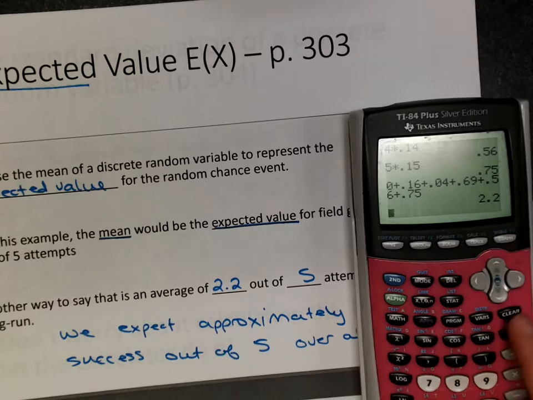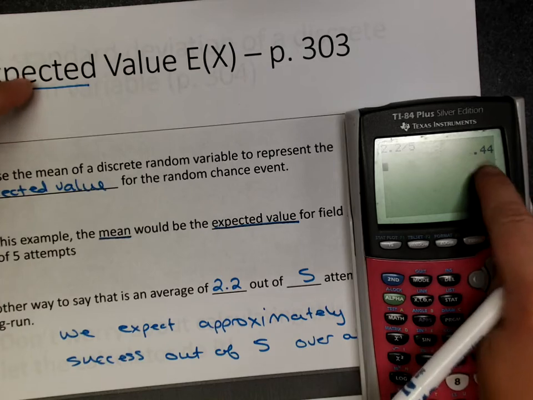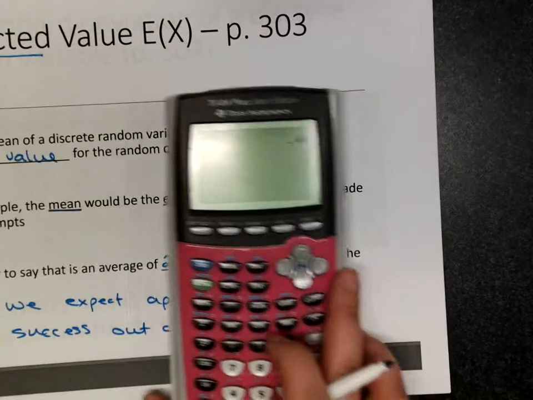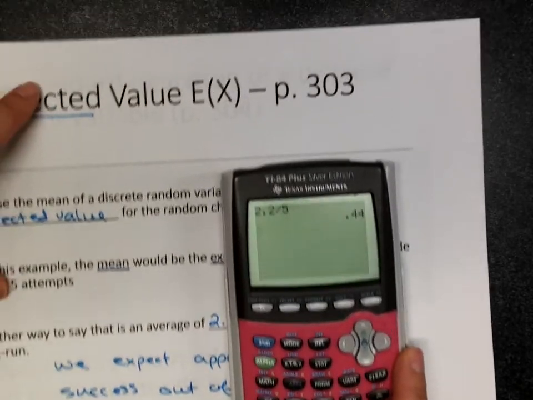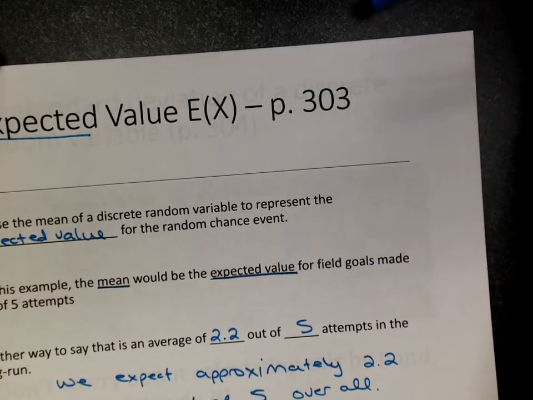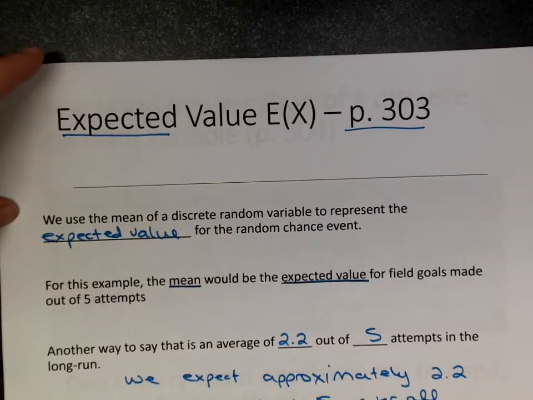If we wanted to make that a percentage, we could do 2.2 out of 5, and he would have about a 44% success rate. That's another way to say it. So lots of different ways to look at this. Percentage usually makes the most sense. But the way we state it is we call it an expected value. And it's on page 303 if you need some more explanation.